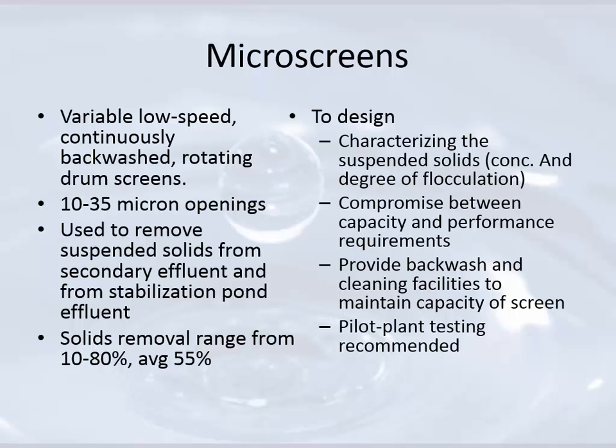Then your microscreens, they are usually used at low speeds, continually backwashed. Rotating drum screens are the most common. Their openings are only 10 to 35 microns. They're used to remove suspended solids from your secondary effluent or from a stabilization pond. And they range from 10 to 80% solids removal, averaging 55. And pretty much when you design them, you just need to know what actually is going through there.